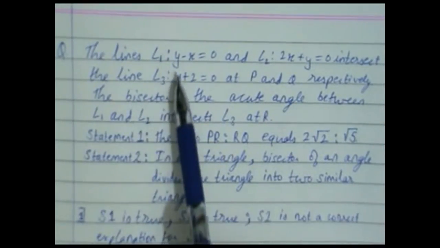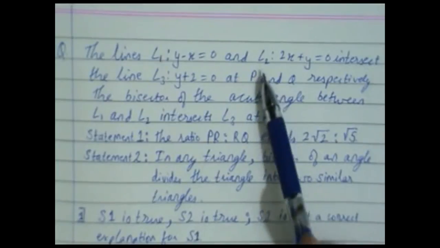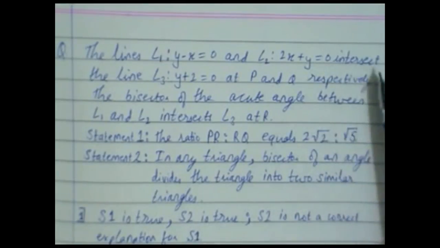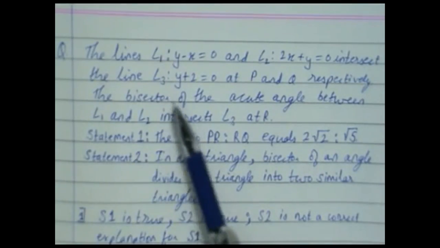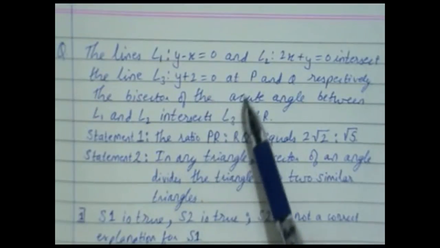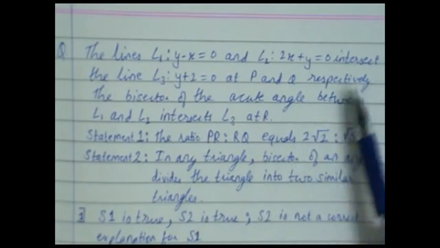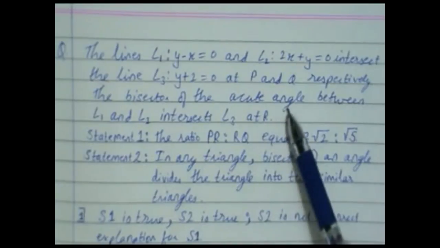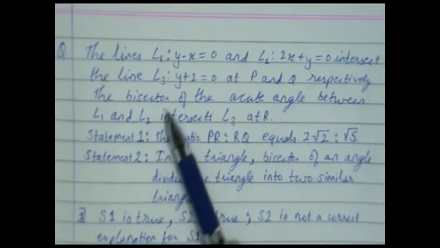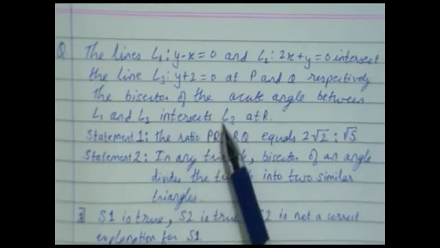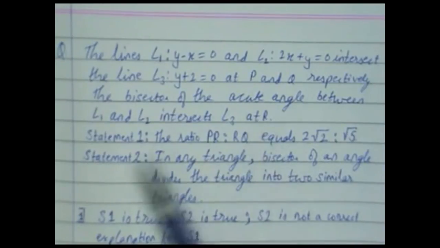The lines L1, y minus x is equal to 0 and L2, 2x plus y is equal to 0 intersect the line L3, y plus 2 is equal to 0 at P and Q respectively. The bisector of the acute angle between L1 and L2 intersects L3 at R.